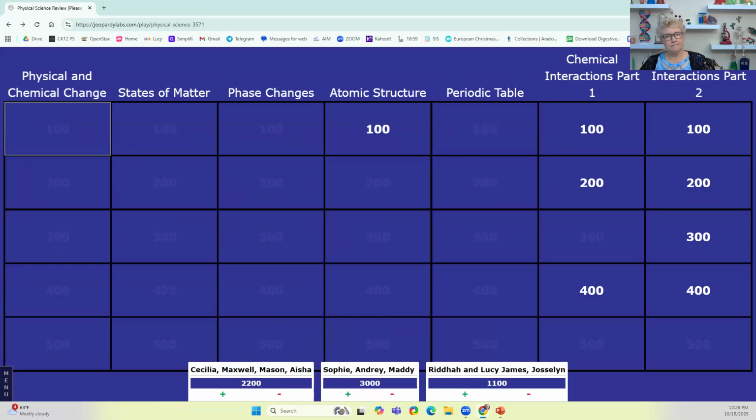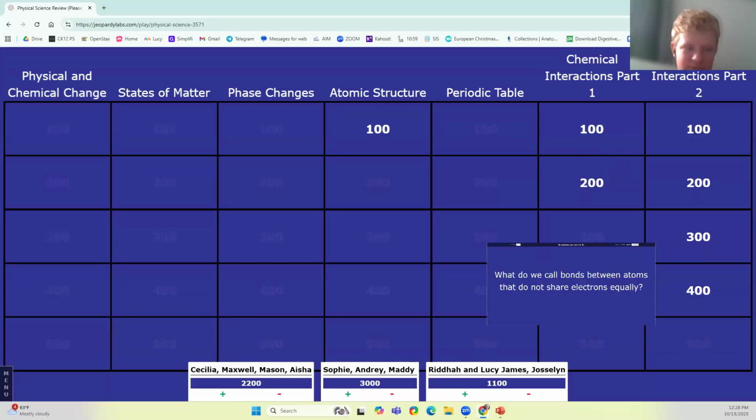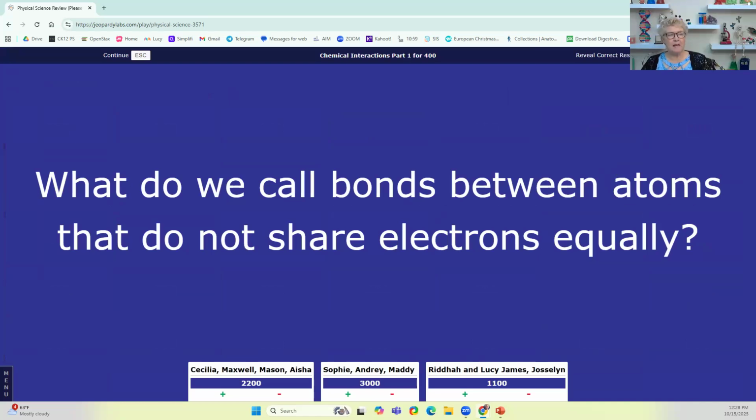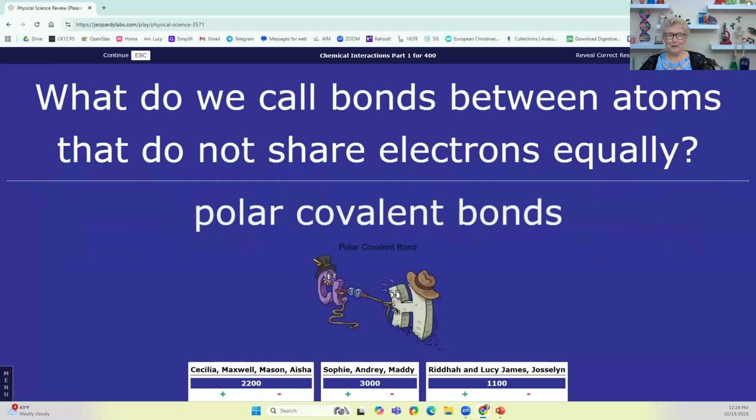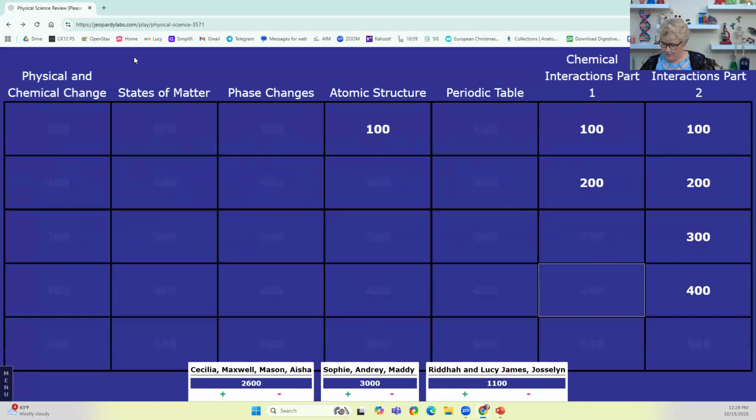Can't hear you, Mason. Chemical interactions part 1 for 400 points. What do we call bonds between atoms that do not share electrons equally? Anybody on team 1 can help. Mason. I'm going to say polar covalent bonds. You're going to be correct. Polar covalent bonds. Very good. All right, now we go to Sophie.